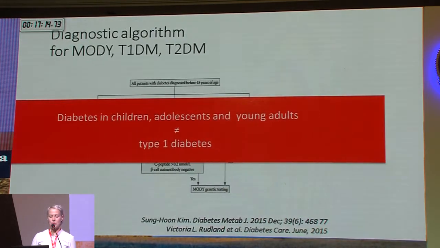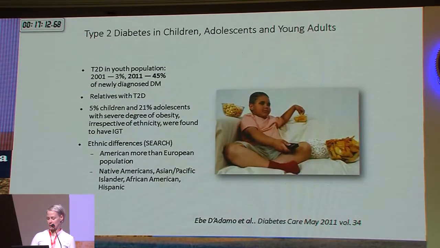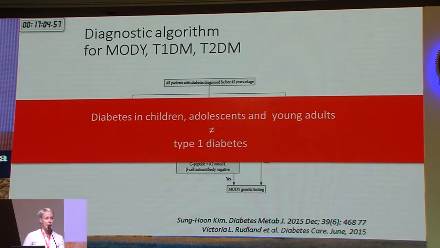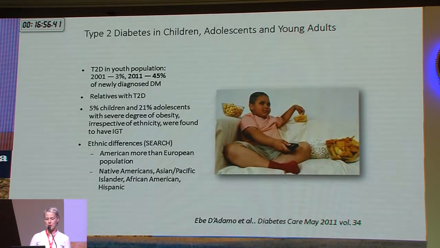So the first conclusion for my presentation is that diabetes in children, adolescents, and young adults is not equal to type 1 diabetes only. It's also possible to have type 2 diabetes, MODY, and other forms of diabetes. If we talk briefly about type 2 diabetes in these patients, of course there is a growing epidemic of obesity, as I told you before.